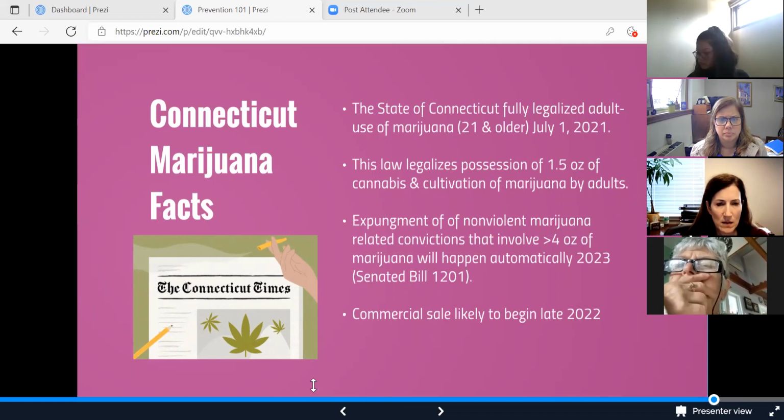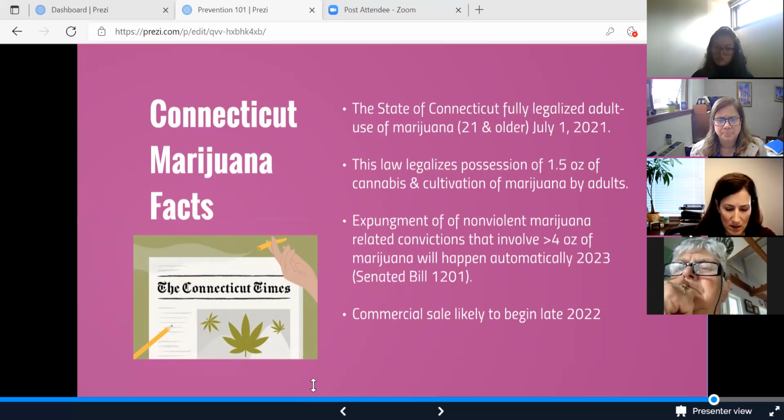There was an expungement of nonviolent marijuana related convictions that involved less than 4 ounces of marijuana, and that will happen automatically in 2023. It's said that commercial sale is likely to begin in late 2022. However, some people are already getting prepared for their municipality to begin sales of marijuana.